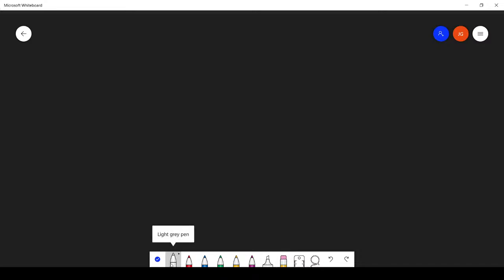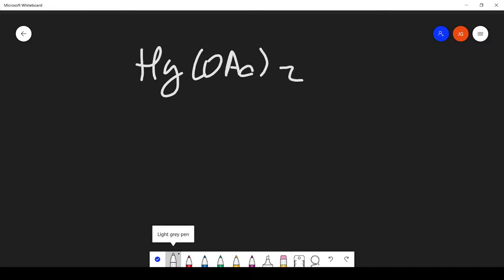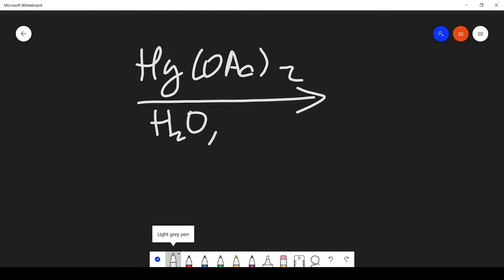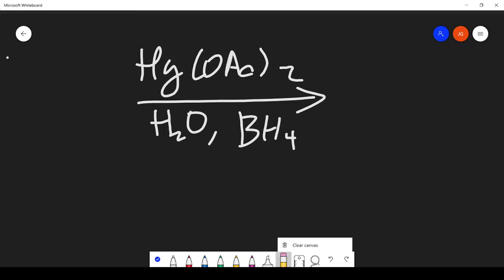Oh, and so that's the first reagent you need to do that reaction. And then, what else do you need? You need water, obviously. And you need hydrogens to fill up all the gaps. So I think we use BH4. I might be wrong, but this is a good source of hydrogens.